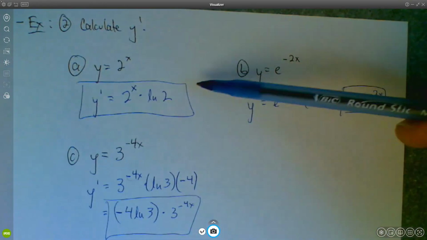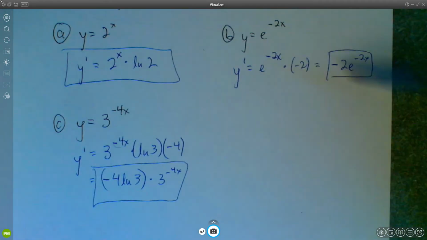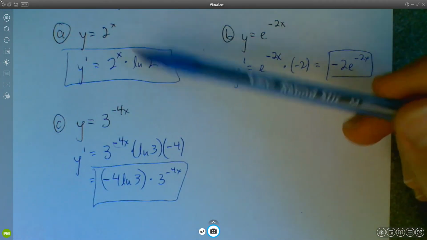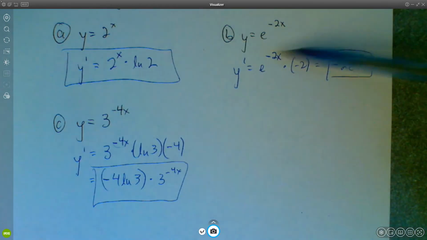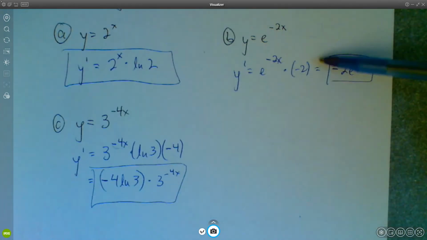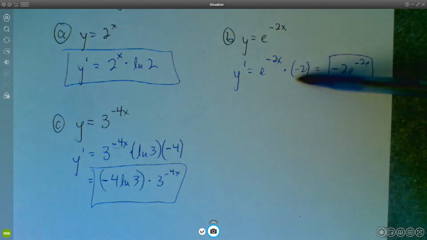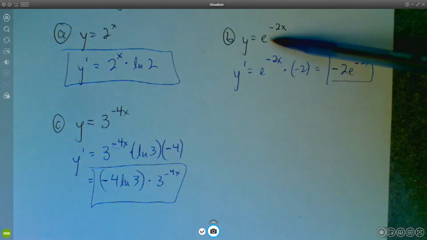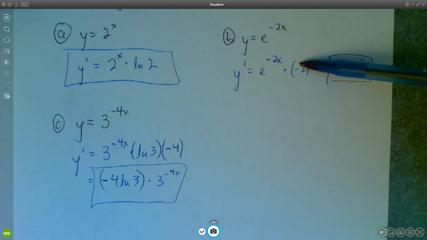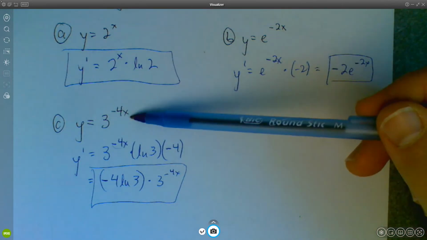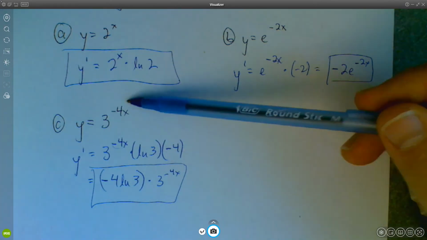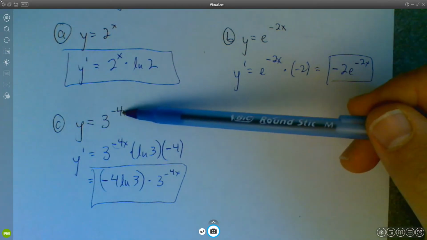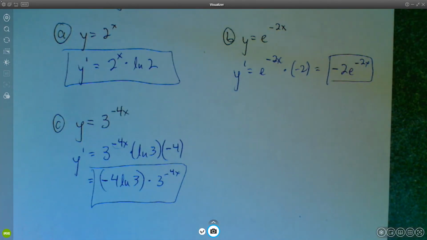Anyway, hopefully you see the difference between these three examples, right? Here we're multiplying by ln of 2 just because the base was 2. Here we don't need to multiply by ln of e because ln of e is just 1, okay? But we are multiplying by negative 2 though. That's because of the chain rule. And here you have both scenarios, right? The base is not e, so you have to multiply by ln 3. And then you also have to do chain rule because of the negative 4x in the exponent, okay?